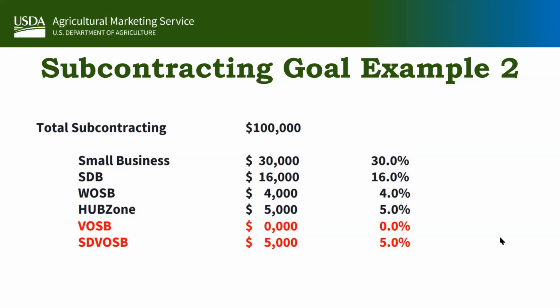And one other thing that may or may not be a mistake, but might raise a red flag that we would want to check on, is the small disadvantaged business, or SDB, category. Having a goal of $16,000 and 16% is amazing, but it is significantly higher than expected. Even the USDA goal for SDB is 5%. In this situation, we would probably circle back with the vendor just to make sure that the calculations are correct, and whether there was any error.